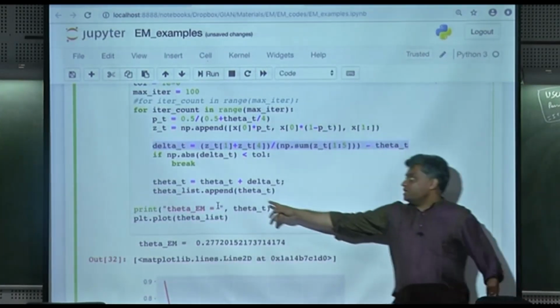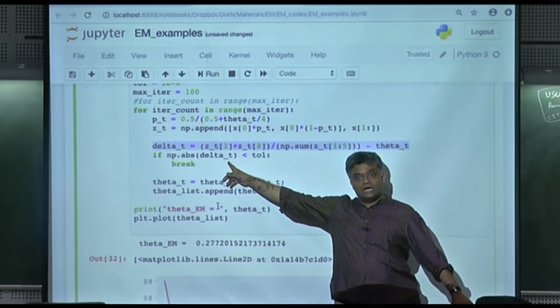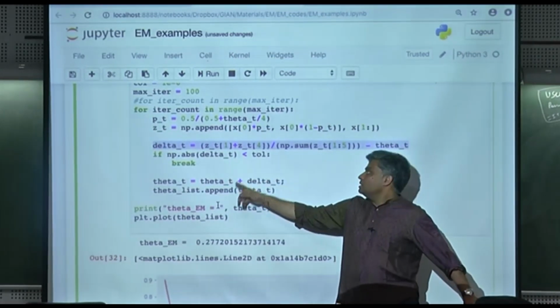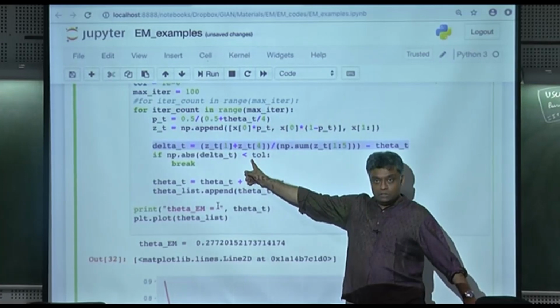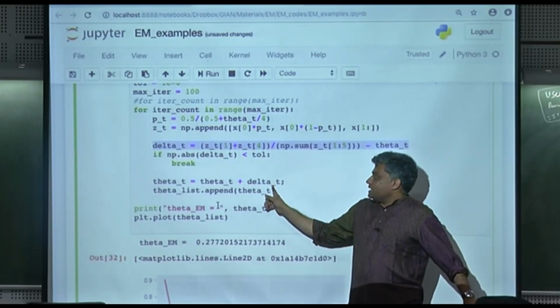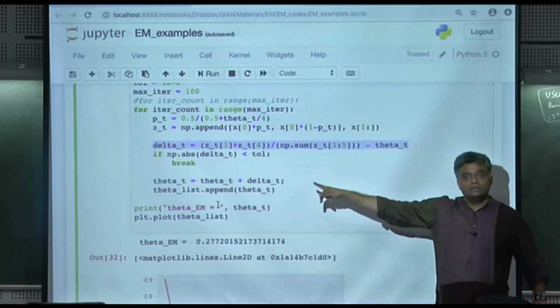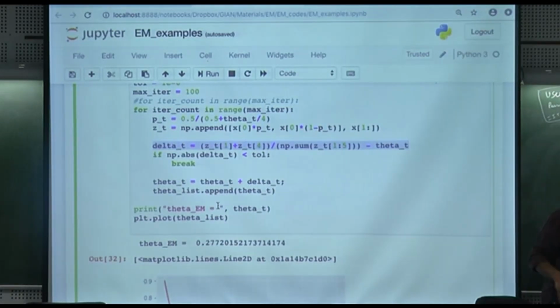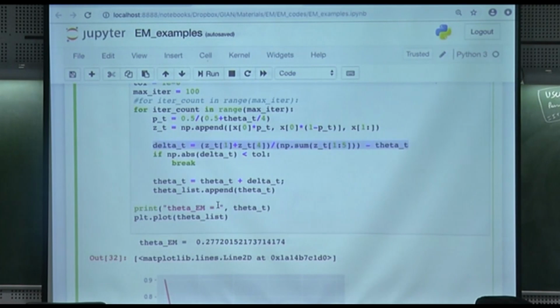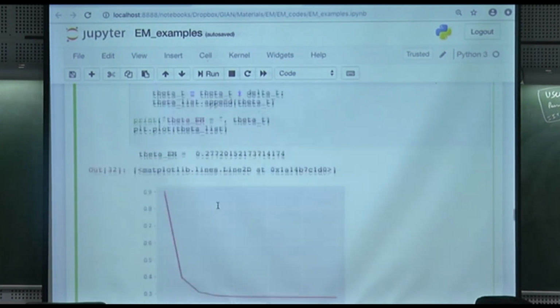Why? Because I want to check if the difference is very small, I stop. I get out of the loop. If the difference is not small, then I just add back. Theta t plus delta t becomes my new value of theta. I just keep adding back so that we can calculate it there. Everybody good? Okay. So you end up getting an answer.